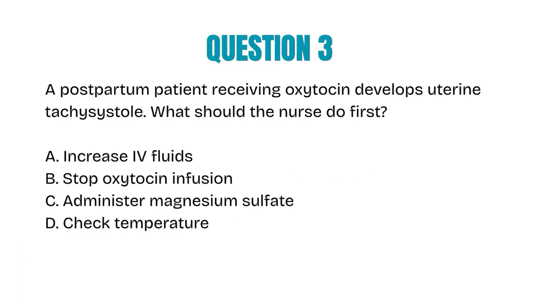Question 3. A postpartum patient receiving oxytocin develops uterine tachysystole. What should the nurse do first? A. Increase IV fluids. B. Stop oxytocin infusion. C. Administer magnesium sulfate. D. Check temperature.